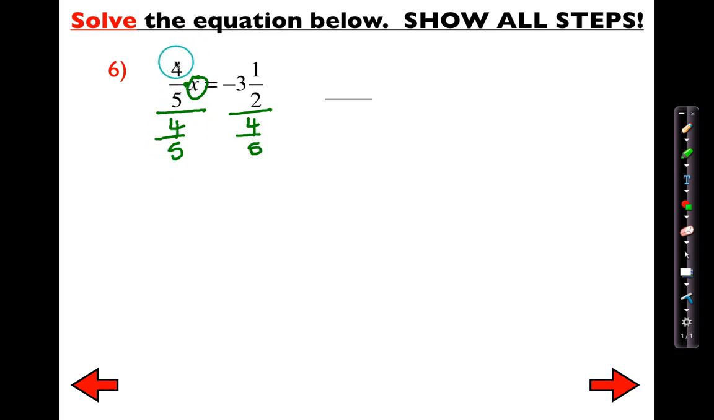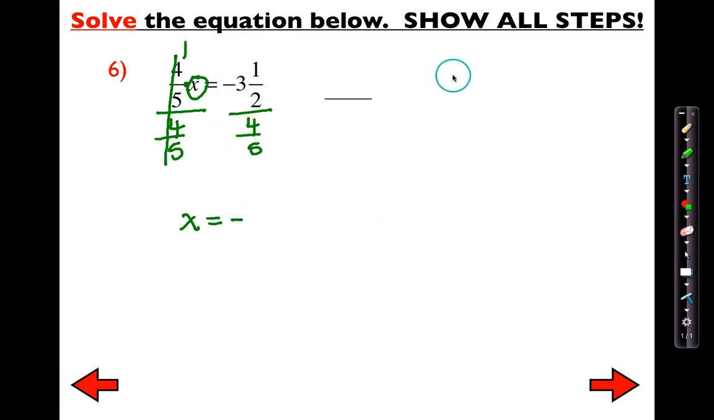So what is 4/5 divided by 4/5? Well, anything divided by itself is just 1. So 1 times x is x. Now here I am going to say this is a negative 3 and 1/2 divided by 4/5. This is what we call a complex fraction. It does look a little strange, but basically we're just dividing these two fractions. A negative divided by positive is a negative, so I'm going to put that right away.